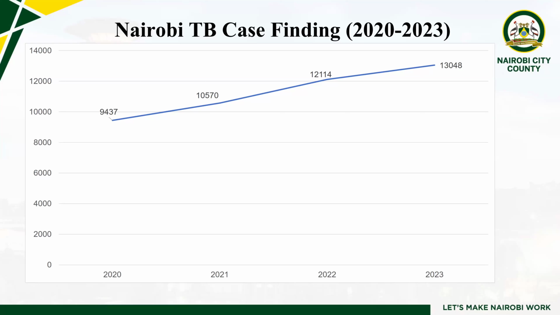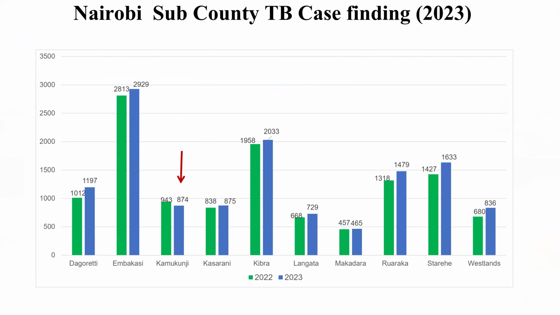So if you can see 9437 and 13048 in 2023, there are some interventions which we are doing to make sure that we are doing active case finding and also using the radiological perspective to diagnose TB early in adults and children. And the way Dr. Anne-Marie was telling us on how to have a high index of suspicion for children.